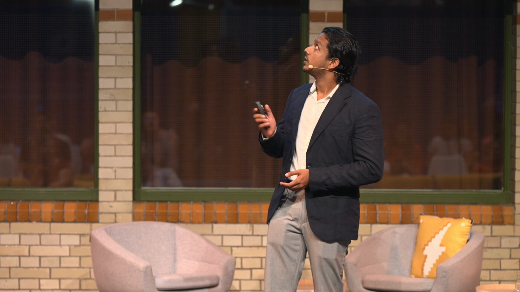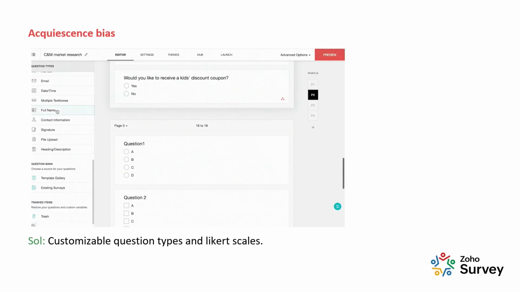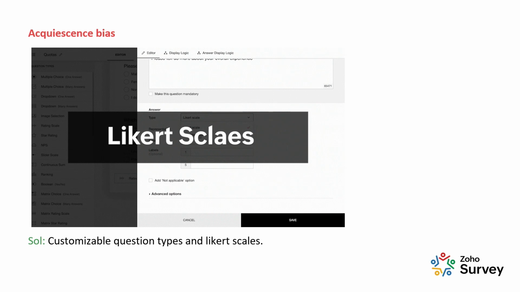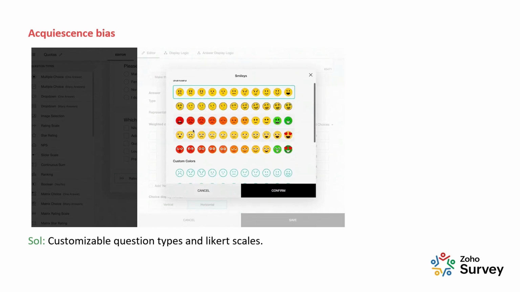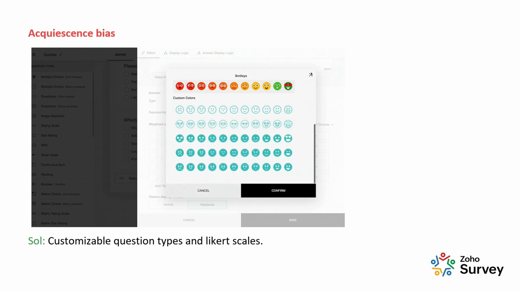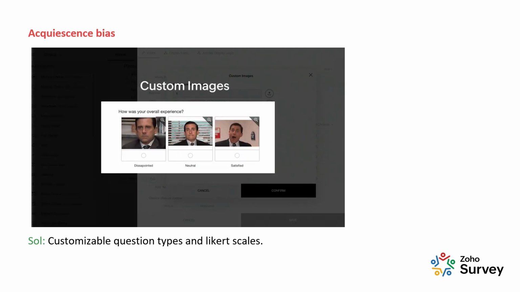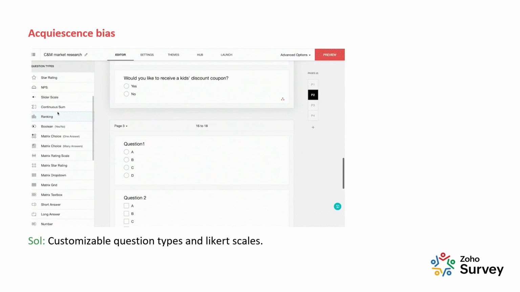Moving on to some of the survey biases and how to counter them. The first one is acquiescence bias, where people tend to agree to the positive end of the scale. That's why in Zoho Survey we have fully customizable question types. You can construct the question in a way you want. You can randomize options and construct Likert scales that fit your need.